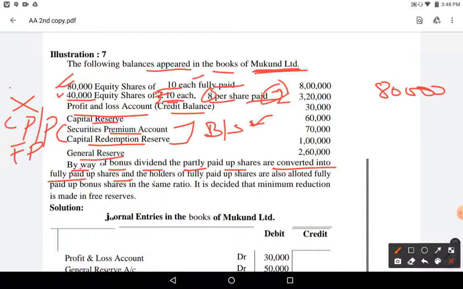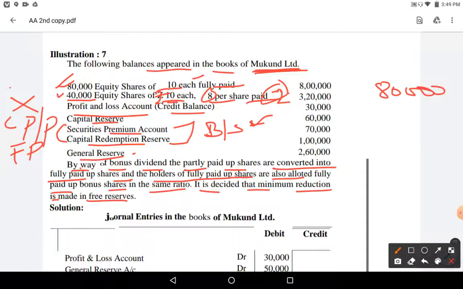And holders are so allotted fully paid up shares in the same ratio. Means whatever the bonus you are giving to partly paid up shareholders, in the same ratio you will give to the fully paid up shareholders also. So the bonus ratio is twisted here. It is decided to maintain the minimum reduction made from free reserves. Free reserves means general reserve, P&L account. This minimum balance should be maintained in these accounts. We can use any other things for the purpose of bonus shares, they are saying.